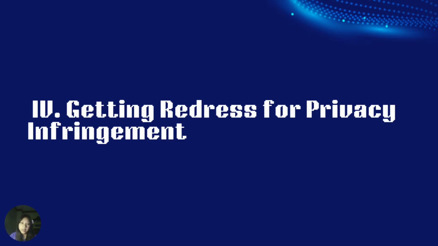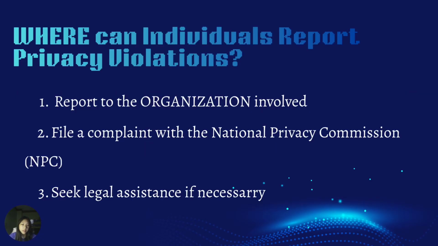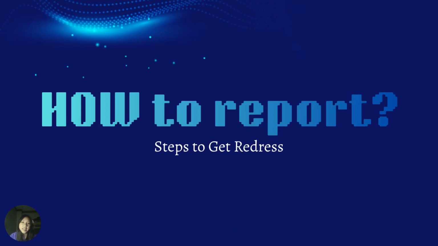We need to report it. So, where to report privacy infringement? Where can individuals report privacy violations? First, they report to the organization involved, then they file a complaint with the National Privacy Commission, and then seek legal assistance if necessary. Now that we know where to report it, I'll be showing you how to report it. So knowing how to report is important because it helps protect your personal information, ensure your complaint is taken seriously, and help institutions improve privacy practices.